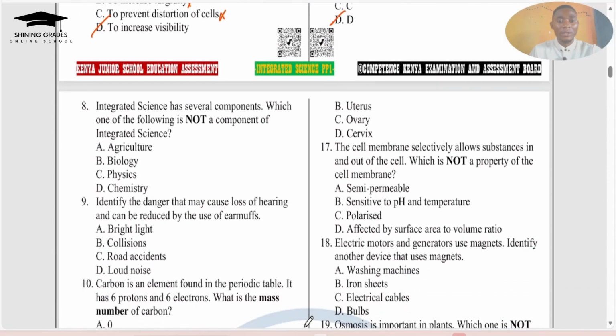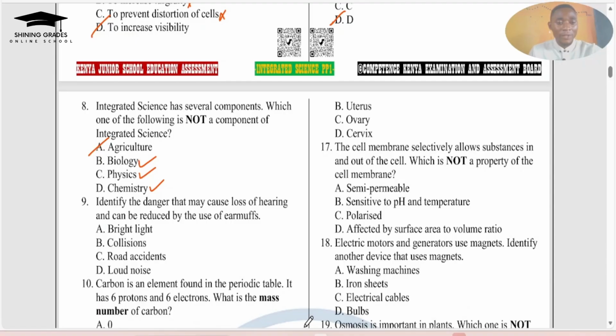Integrated science has several components. Which one of the following is not a component of integrated science? We have agriculture, biology, physics, and chemistry. The main components of integrated science are biology, physics, and chemistry. So the odd one out in this list is agriculture. Agriculture is not a component of integrated science.